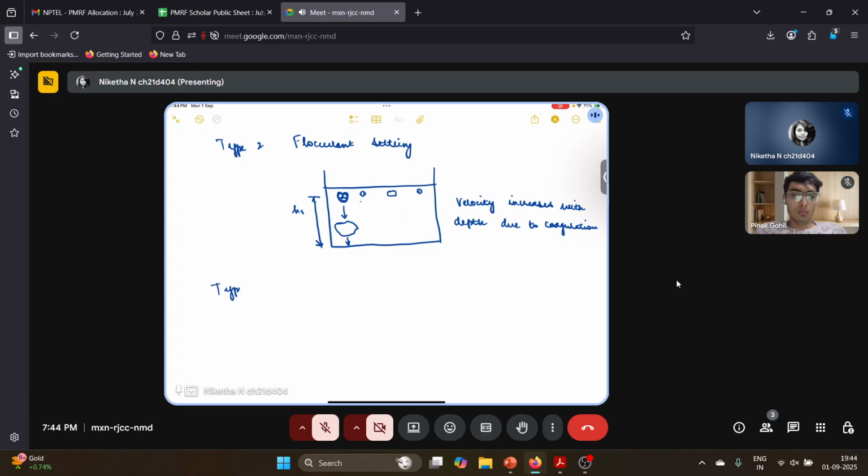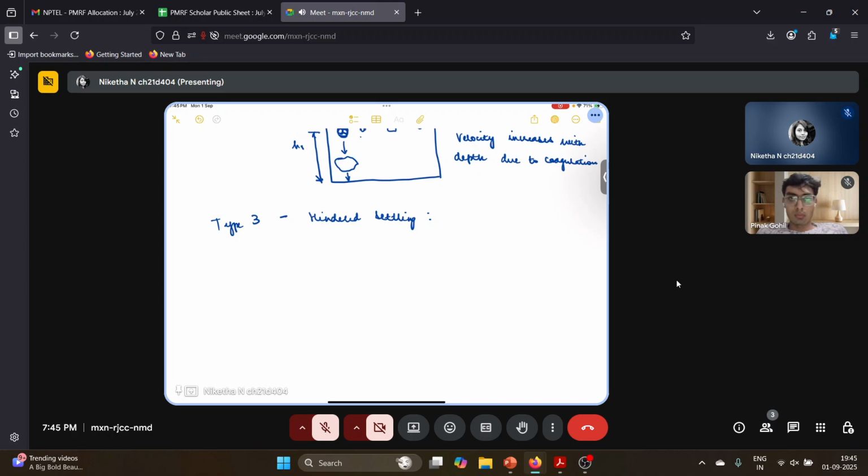And then there is type 3, or hindered settling. So in hindered settling, the velocity actually reduces because the particles interact with each other. How?